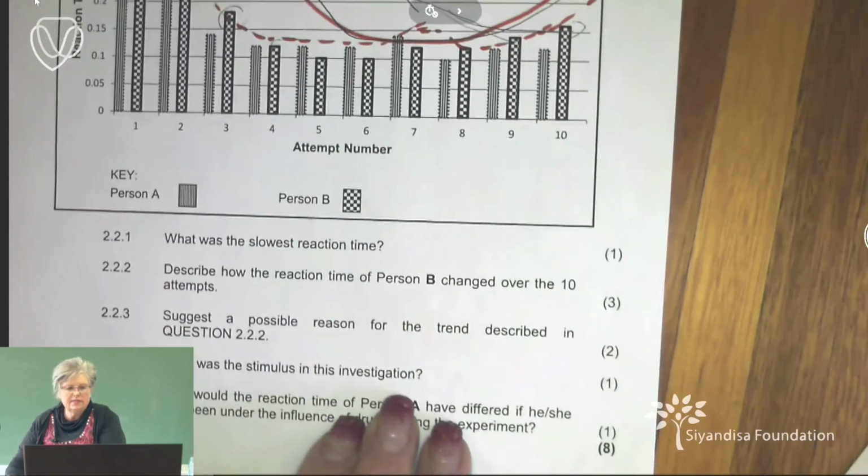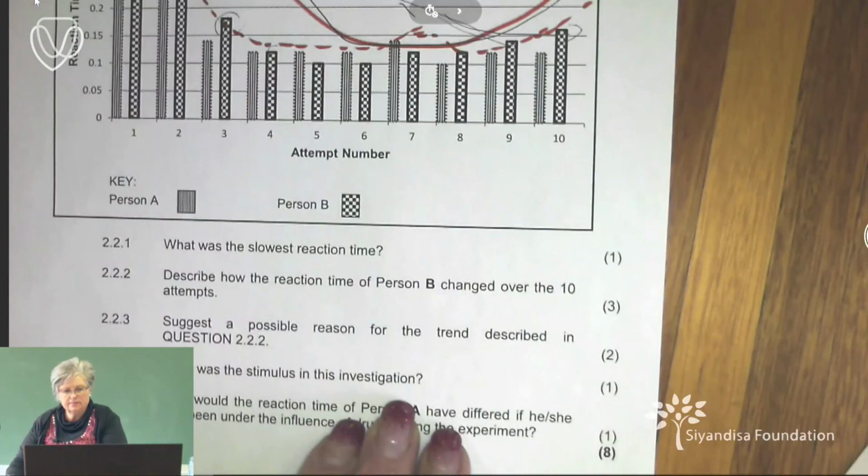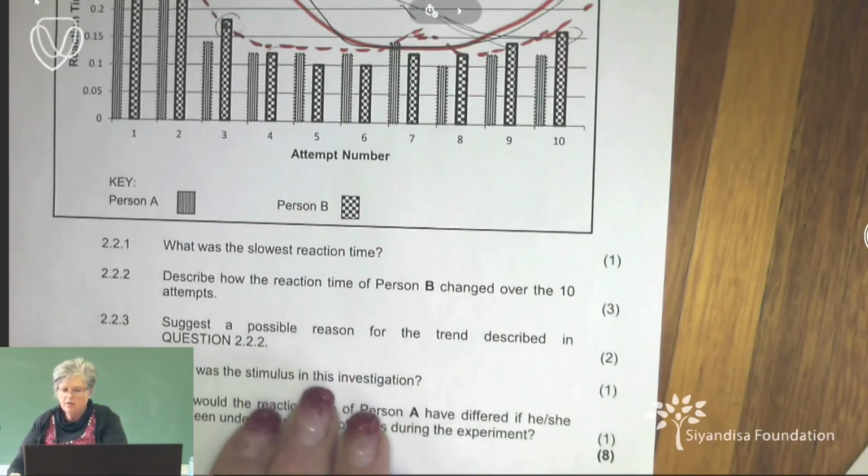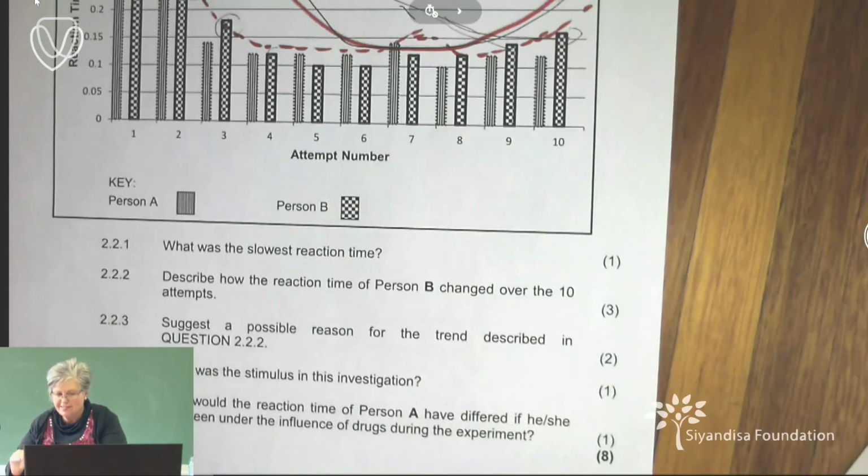What was the stimulus in this investigation? The stimulus was the light impulse. When I see the light impulse. So it was not a flashlight. What was the stimulus? The stimulus was the light impulse that I saw.